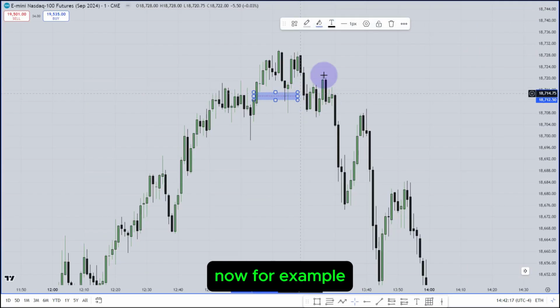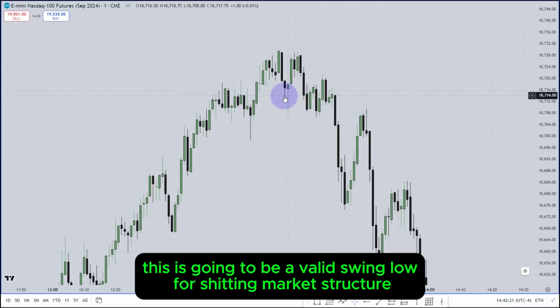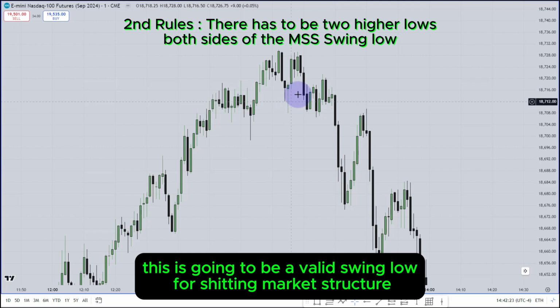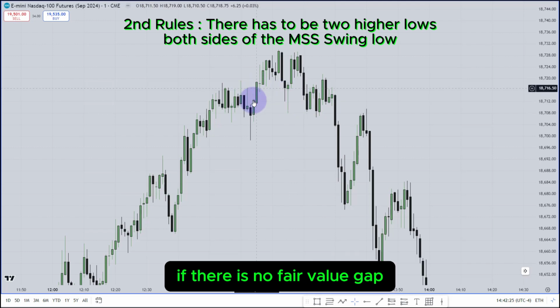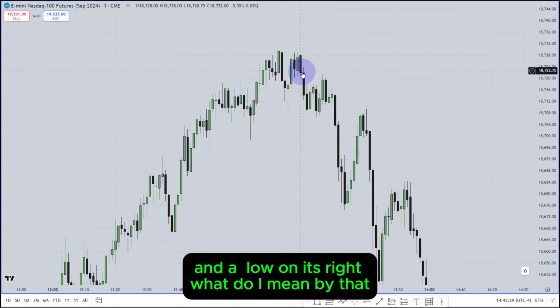Now, for example, there is no fair value gap. Just there is no fair value gap. How do I know that this is going to be a valid swing low for shifting market structure? If there is no fair value gap, then you have to look for a low on its left or a low on its right.